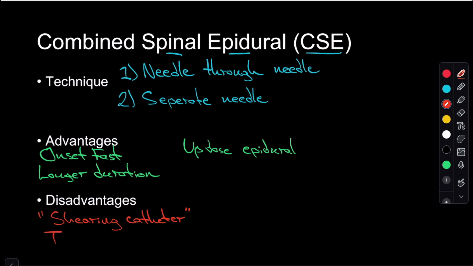The other disadvantages of doing a combined spinal epidural anesthesia are pretty intuitive. It can take more time because you're having to do two procedures, or like one and a half if you're using the combined needle through needle technique. It can be more technical just because you're performing two procedures, and then it can be more invasive because you're having to do two procedures.